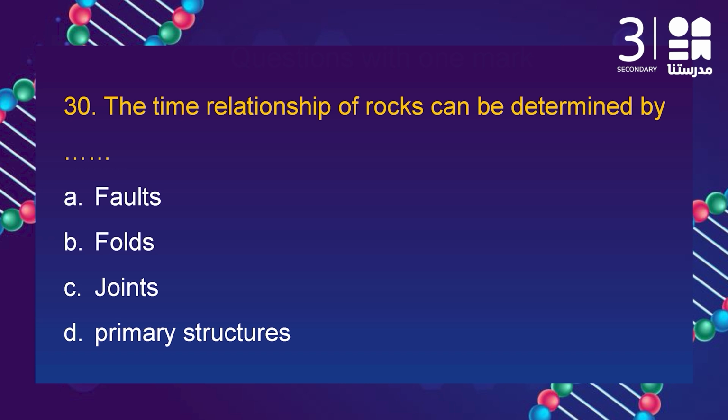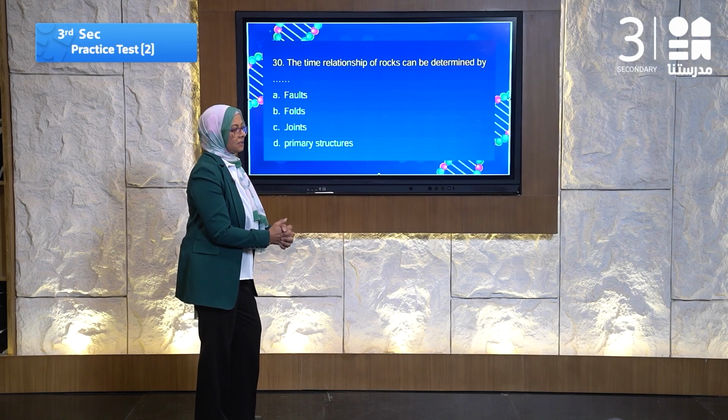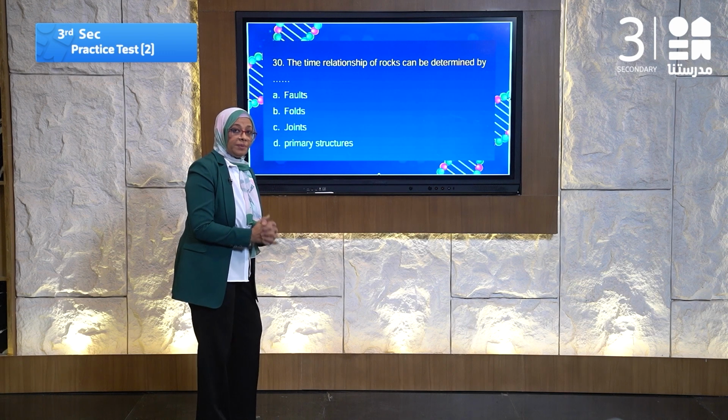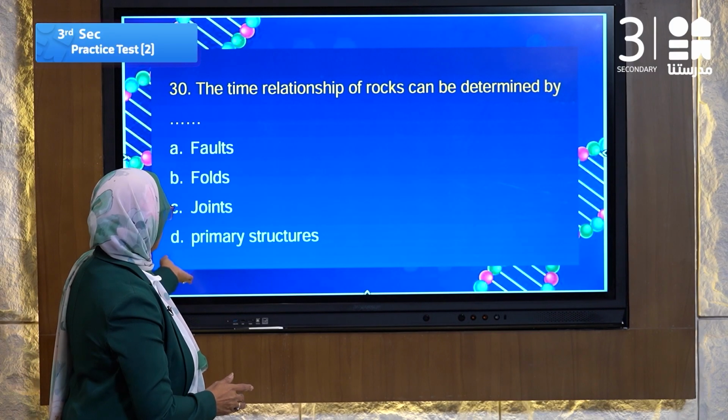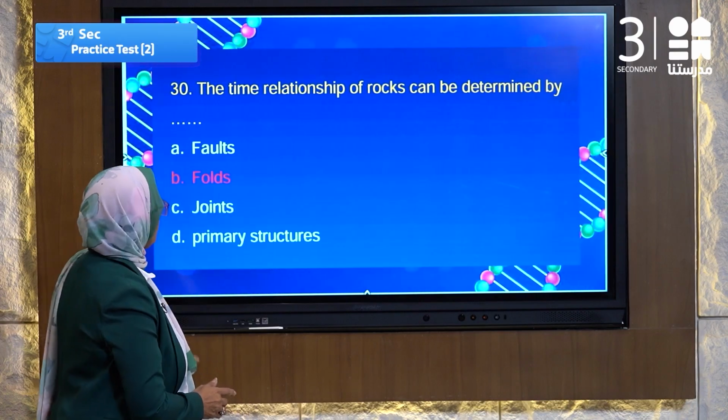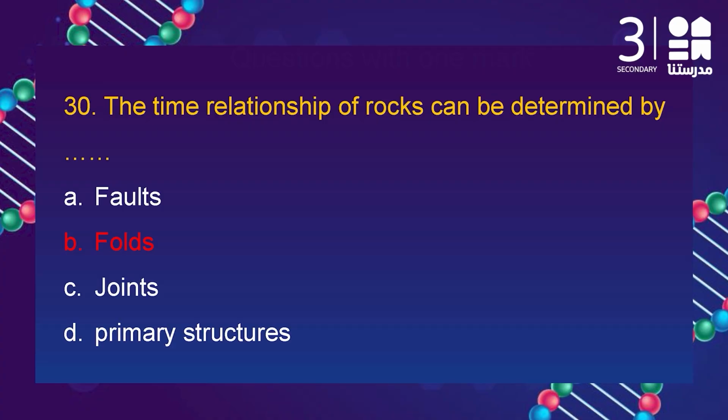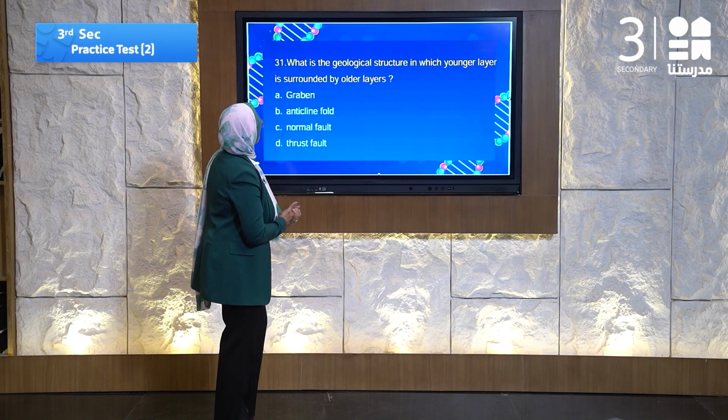The time relationship of rocks can be determined by, yes, the age of rocks will be determined by faults, folds, joints, primary structure. It will be the faults. Faults determine the age of the rocks. Yes. Let's go to 31.